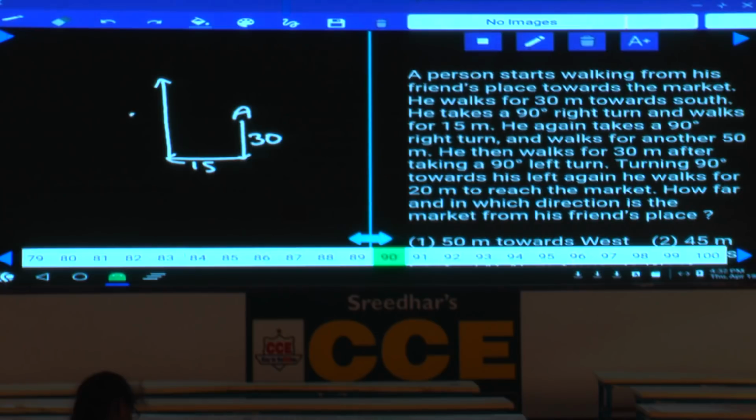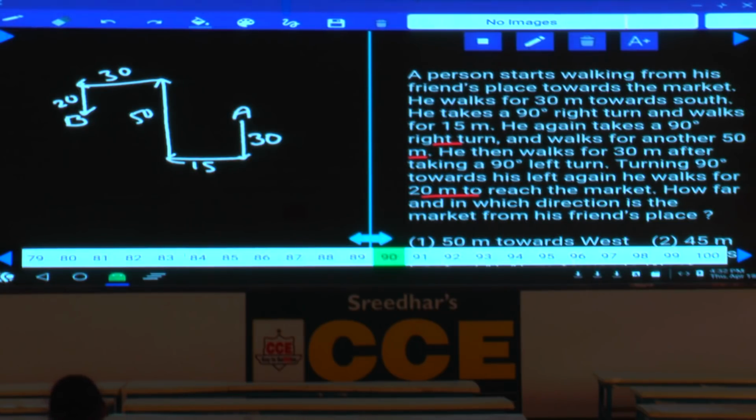Right hand side, 90 degrees right side, and walks for 50 meters. He then walks for 30 meters after taking a 90 degrees left turn. Turning 90 degrees towards his left he again walks for 20 meters. And turning 90 degrees towards left again, he walks for 20 meters to reach the marketplace. Now A is the starting point and B is the marketplace, isn't it?